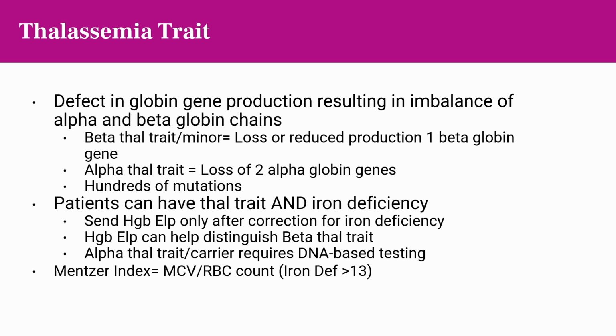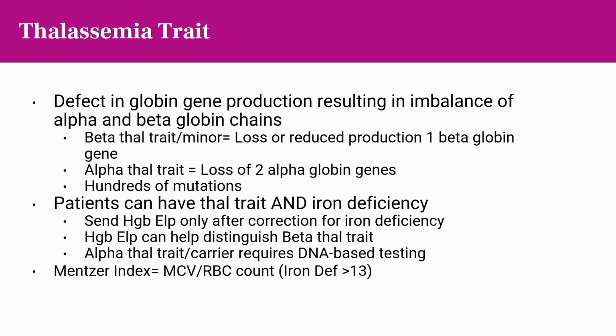So thalassemia is a defect in globin gene production resulting in an imbalance of your alpha and beta globin genes. For beta thal trait, it's the loss or reduced production of 1 beta globin gene, alpha thal trait of 2 alpha globin genes. This is a mild anemia that does not require any treatment at all. It's caused by hundreds of different mutations. And just some take-home points, it's important to recognize that patients can have thalassemia trait and iron deficiency. So you really want to send those iron studies, one, so you know that you're treating the right thing, but two, because if you want to send a hemoglobin electrophoresis, you need replete iron stores for that to be accurate.